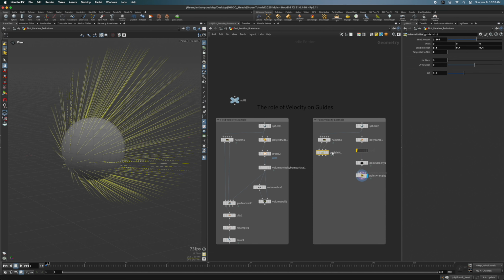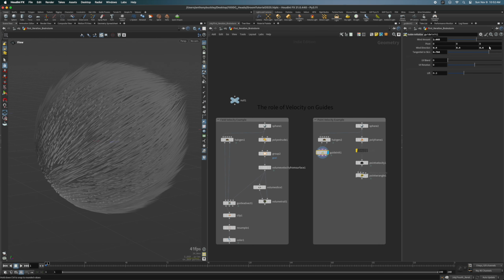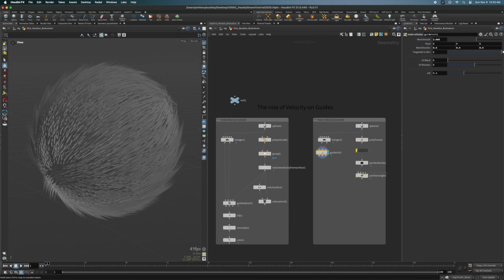So let's observe this guide initialize. And as I turn on the tangential to skin, now curves no longer punch through the front of that geometry, but also curves in the back have their tangent contribute to the overall direction, which is not going to be this wind direction anymore. This is a product of the two. So this blend helps tremendously for getting a more natural look.